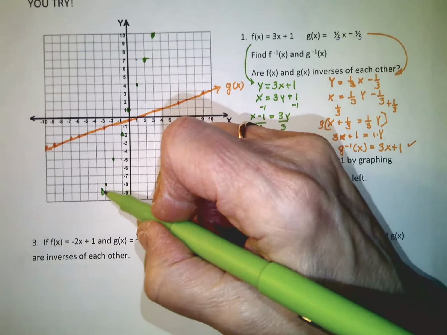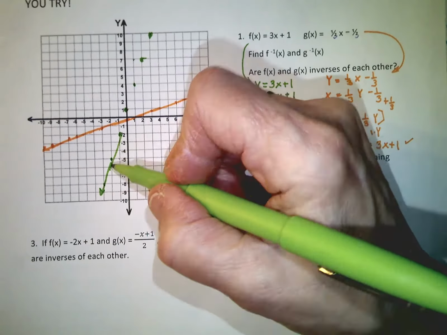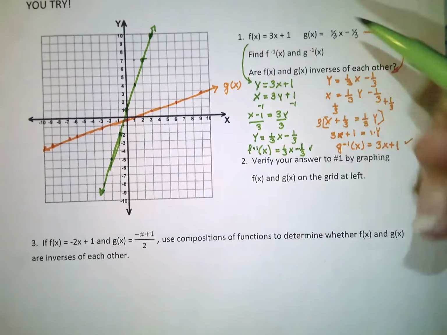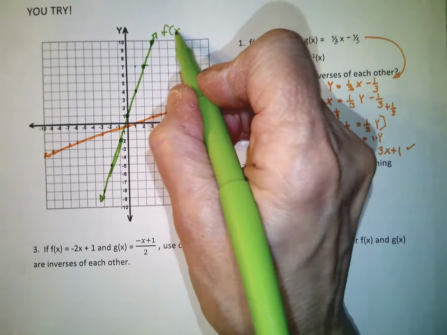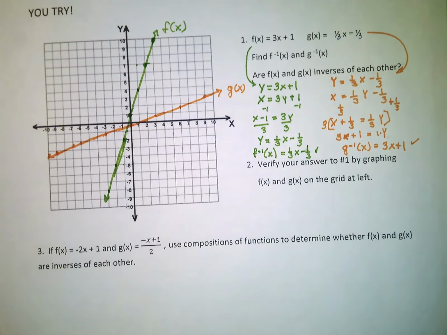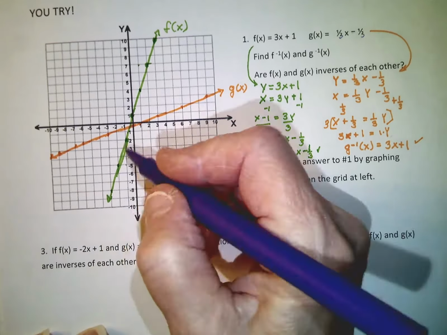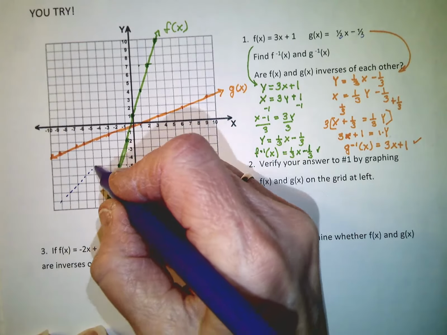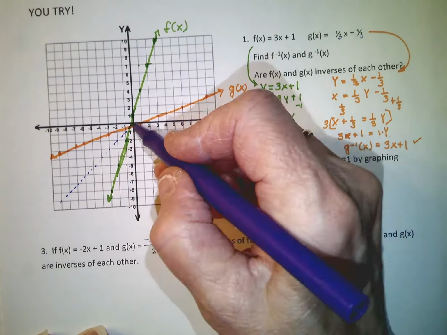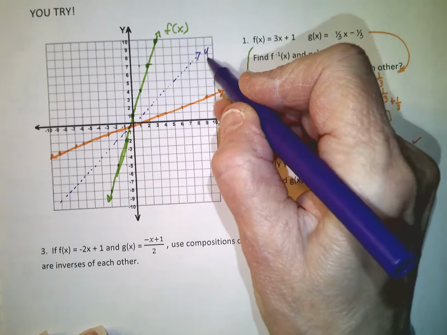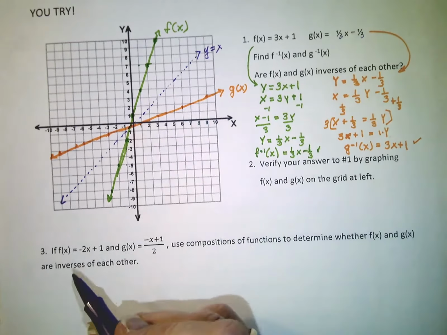You get to see how it's gone. Oops. And this should be the graph of f of x. Now, if they are truly inverses, and I could draw straight lines, they should be a reflection across this diagonal line here at y equals x. And it does appear that they are.